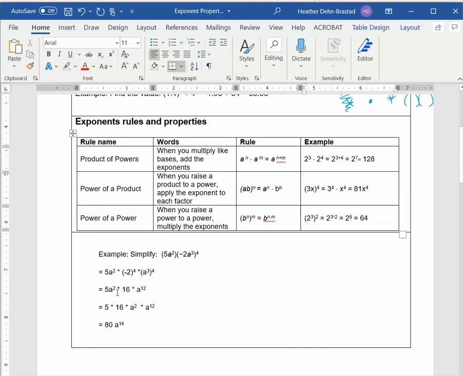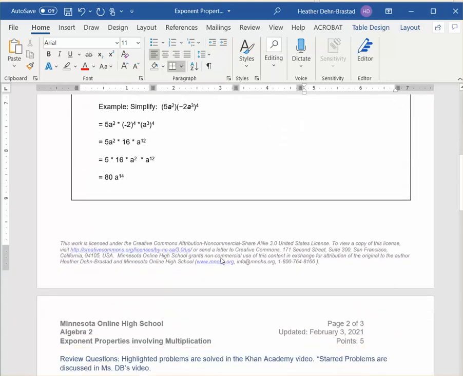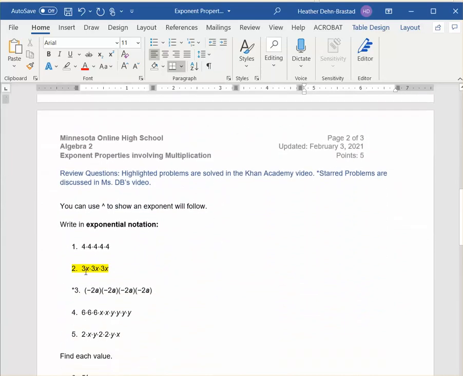And then finally, we're going to put our number parts together. Our coefficients are 5 and 16, so we'll write those next to each other. It's all multiplication. Notice that I'm using this asterisk, the star, instead of a times sign. And then I'll put my variable parts together, a to the second power times a to the 12th power, and then we'll use the product of powers rule that says when you multiply like bases, add the exponents. So a to the second times a to the 12th is a to the 14th, and 5 times 16 is 80.